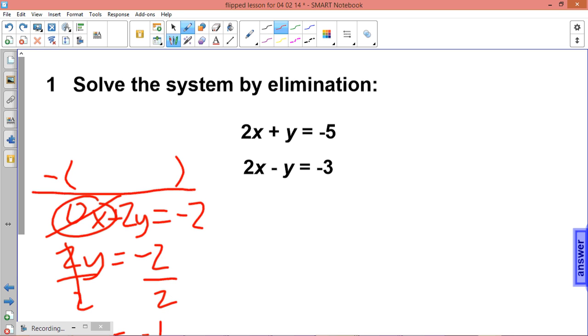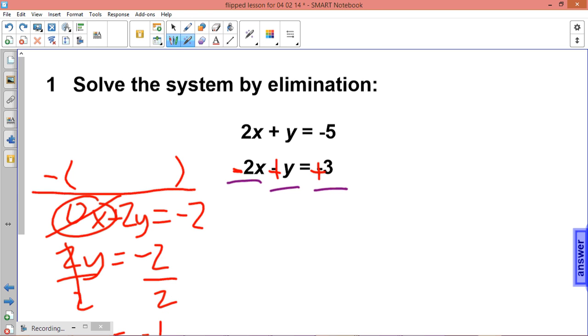Seeing that the y's are the same, what I could have done instead of just subtracting the whole thing and trying to do it in my head is multiply everything by negative 1. In this second equation, multiply this by negative 1, that becomes a negative 2x. Multiply the negative y by negative 1, that becomes a positive y. And multiply the negative 3 by negative 1, that becomes positive 3. So notice, all I did was change the sign on every term.